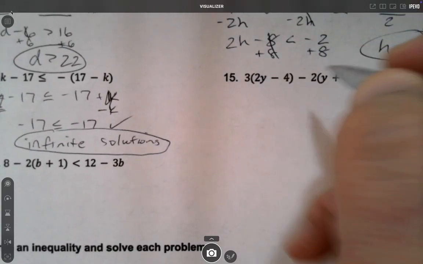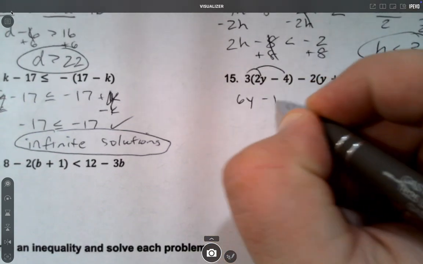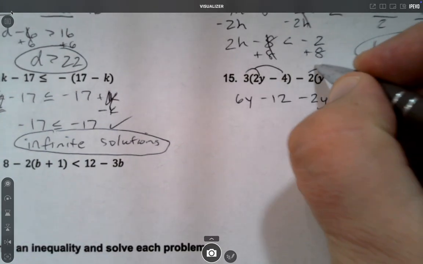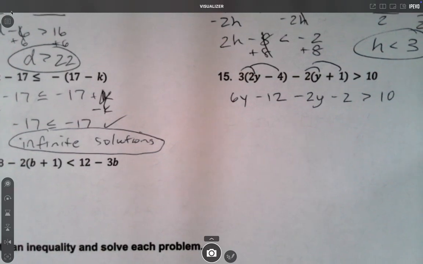Okay, 15, we need to distribute first. 3 times 2y is 6y. 3 times 4 is 12. Negative 2 times y is negative 2y. Negative 2 times 1 is negative 2. And the 10, all alone.